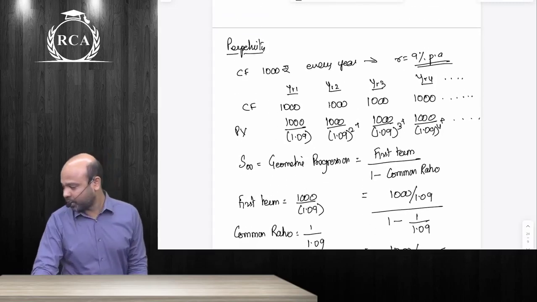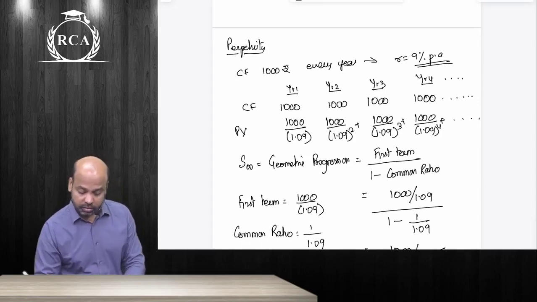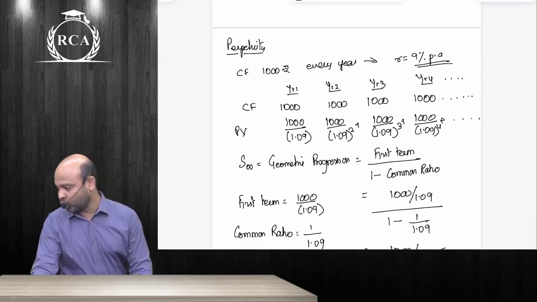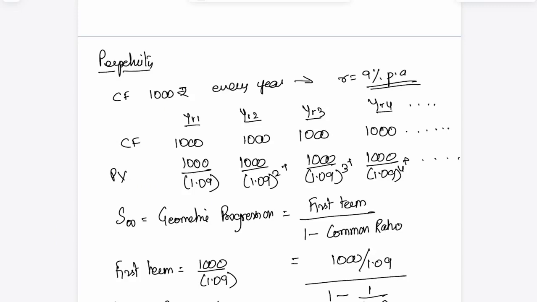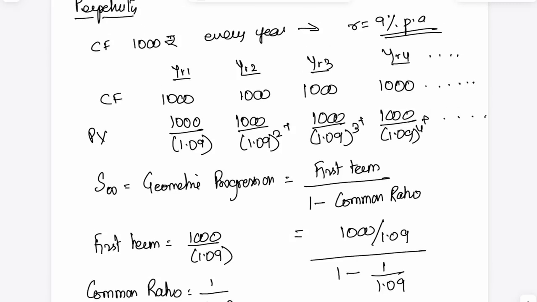Now write down, beta: Present value of constant perpetuity. And start writing this, guys.